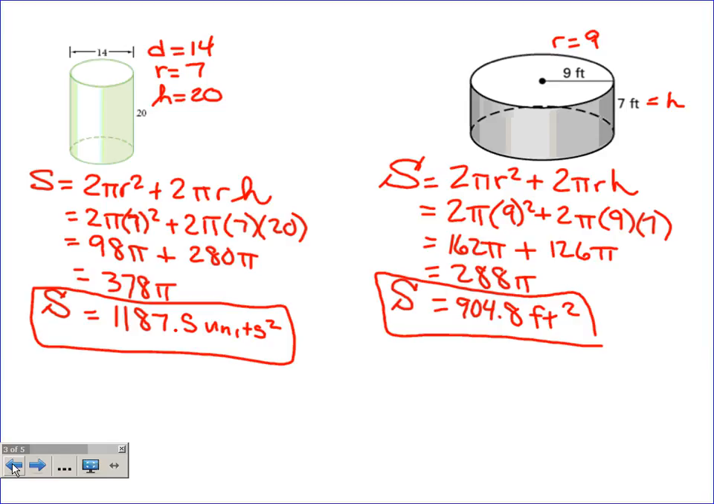Okay, that was kind of fun. Good. Hey, look at these next ones. We're talking about cones. Cones, which always makes me hungry for ice cream.